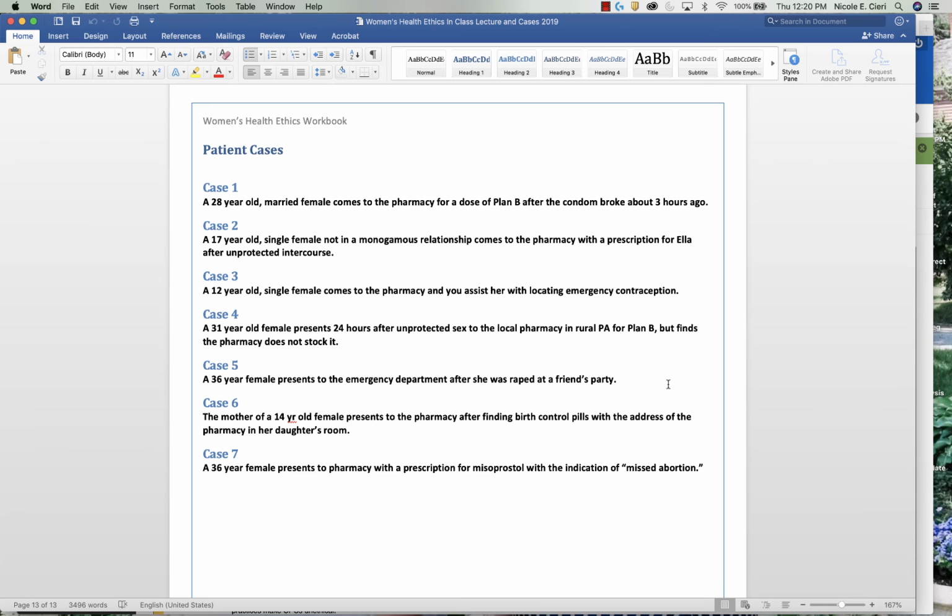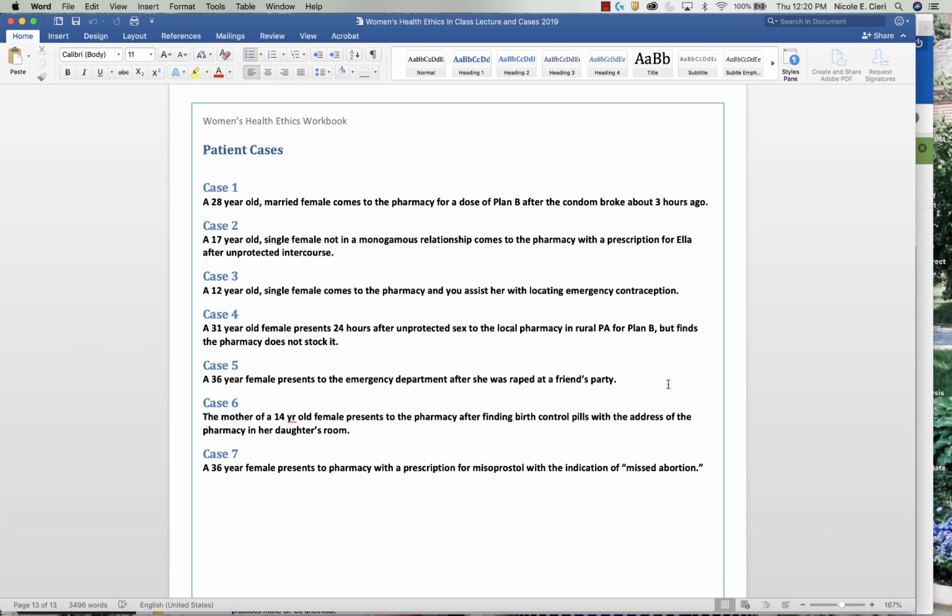Case 5, a 36-year-old female presents to the emergency department after she was raped. A lot of institutions, healthcare institutions such as hospitals, will have post-sexual assault kits that have STI post-exposure prophylaxis, as well as pain medications and occasionally emergency contraception such as Plan B. So as a hospital pharmacist, would you be okay with dispensing the emergency contraception in this case, or would you not, regardless of the unprotected intercourse situation?